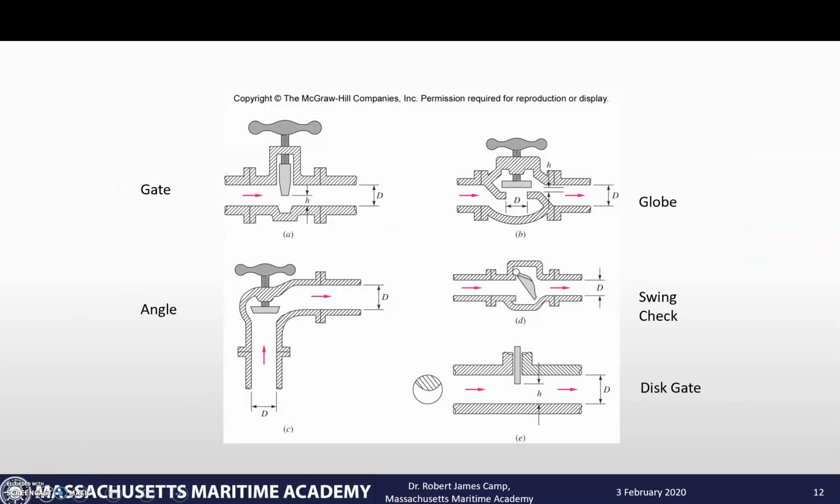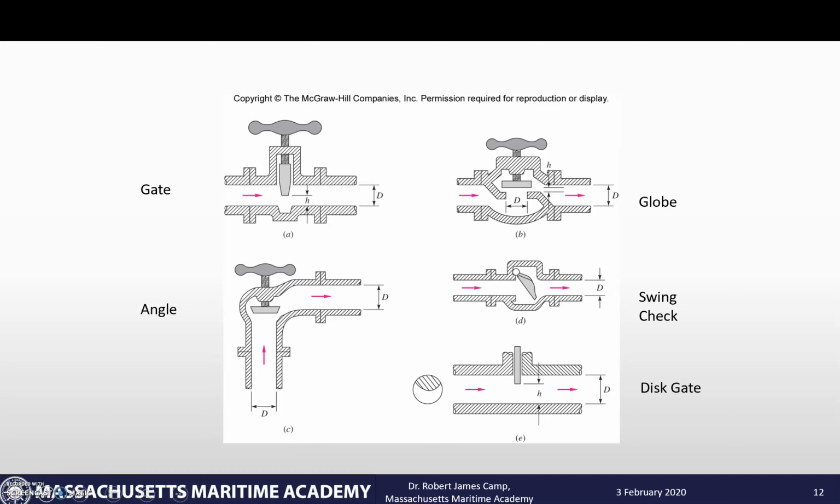So I want you to take a moment here and look at these cross-sectional diagrams of different kinds of valves. Now, if we're looking at a 1/2 inch pipe, which one of these do you think will have the highest loss factor associated with it? Who's going to have the highest K value? And I want you to think about something.